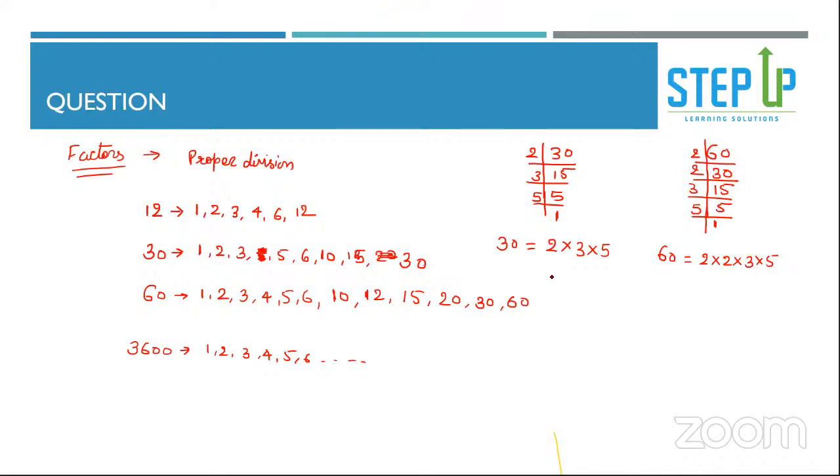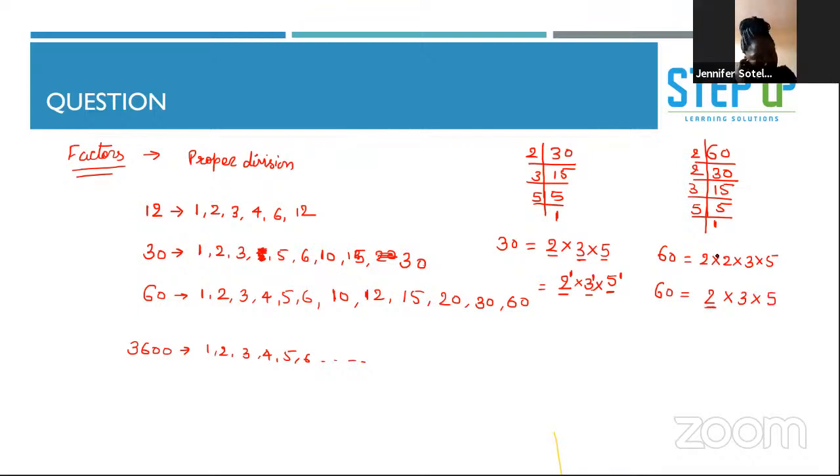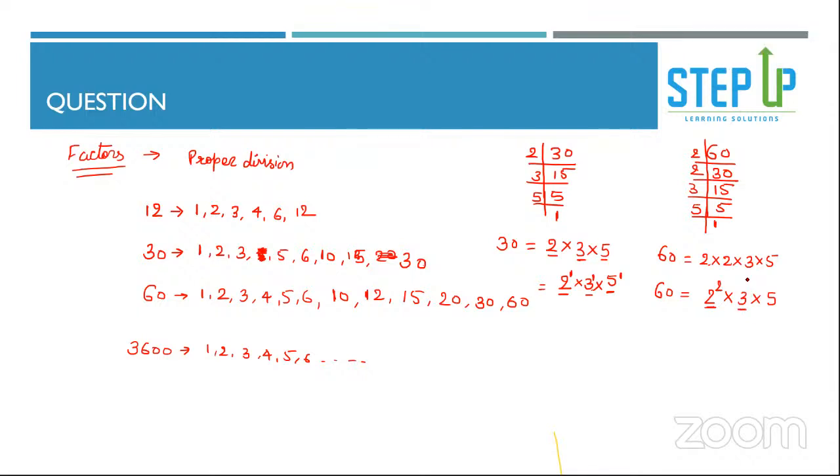Now, whenever we are calculating total number of factors, our base has to be prime number like this. So 2 is prime number, 3 is prime number, 5 is prime number. Now, how many 2's we have? 1. How many 3's we have? 1. How many 5's we have? 1. So similarly, for 60, my base has to be prime number. 2, 3, 5. Now, how many 2's I have? 2 2's. How many 3's? 1. How many 5's? 1. All right.